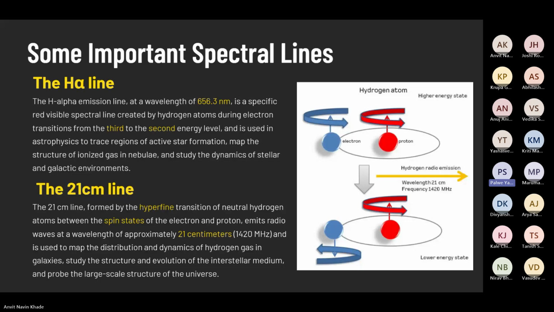The 21 centimeter line is a crucial tool for mapping the distribution and density of neutral hydrogen in the interstellar medium. Because it is a radio wave, it can penetrate dust clouds that obscure visible light, allowing astronomers to see regions of space that are otherwise hidden. The Doppler shift of the 21 centimeter line allows astronomers to measure the velocity of hydrogen clouds, providing insights into the dynamics and rotation curves of galaxies. Next slide.